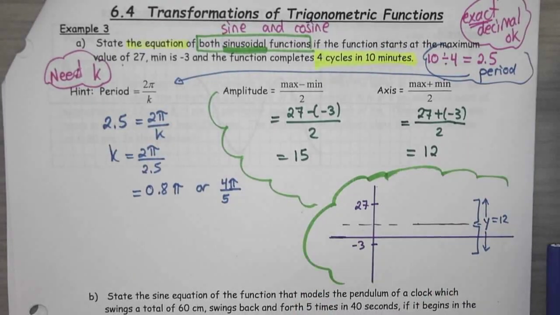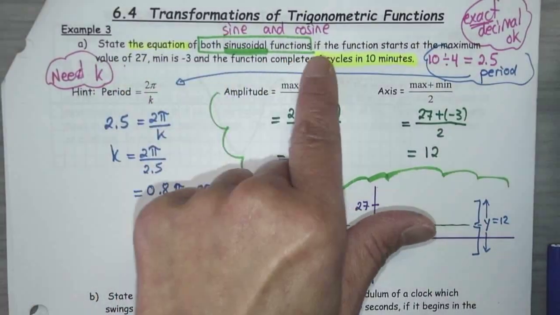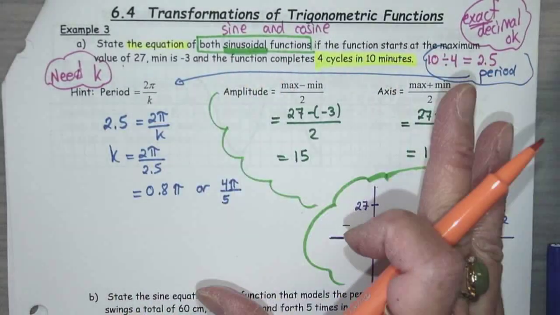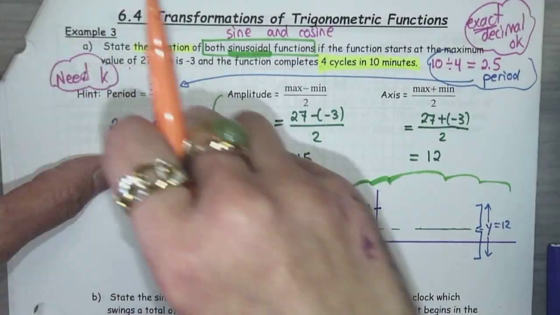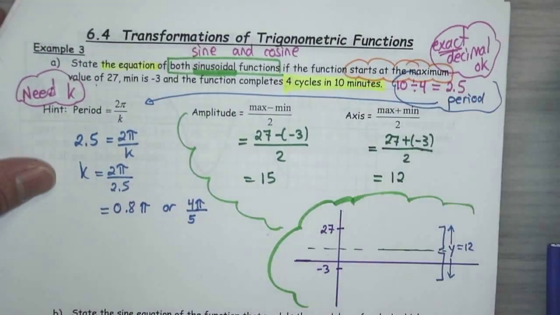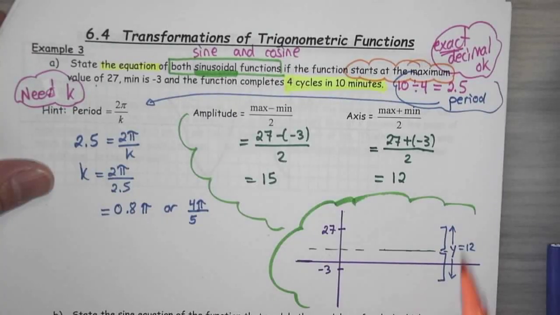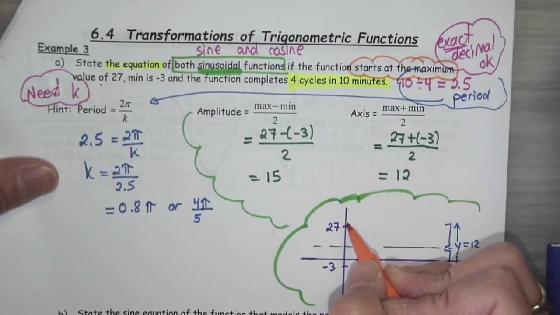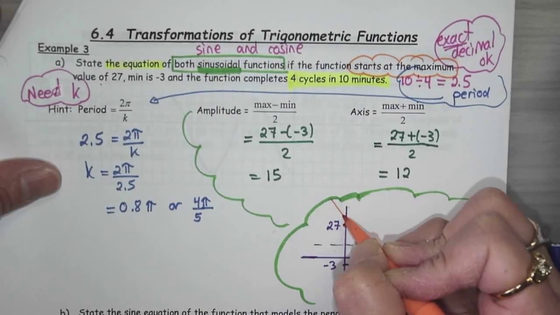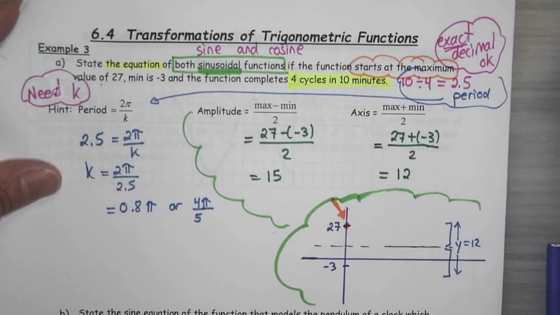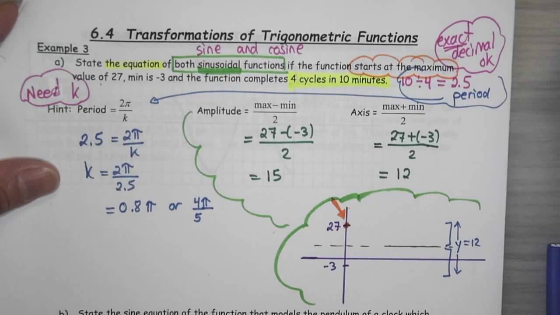So to get that, read the question. State the equation, if it starts at the maximum. Oh, so many words around here. So this is why your brain is thinking, thinking, thinking. Starts at the maximum, that tells me, we need more colors here in the diagram. Starts at the maximum means it starts here. That's what it's telling you in the words.